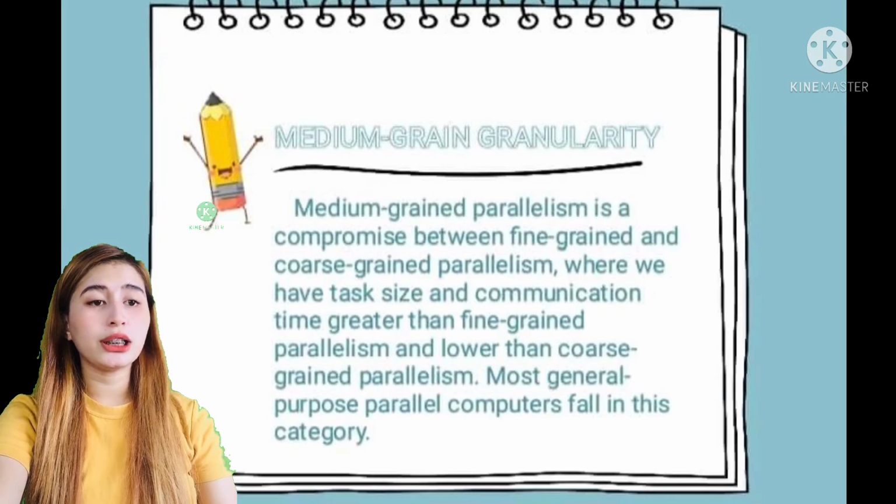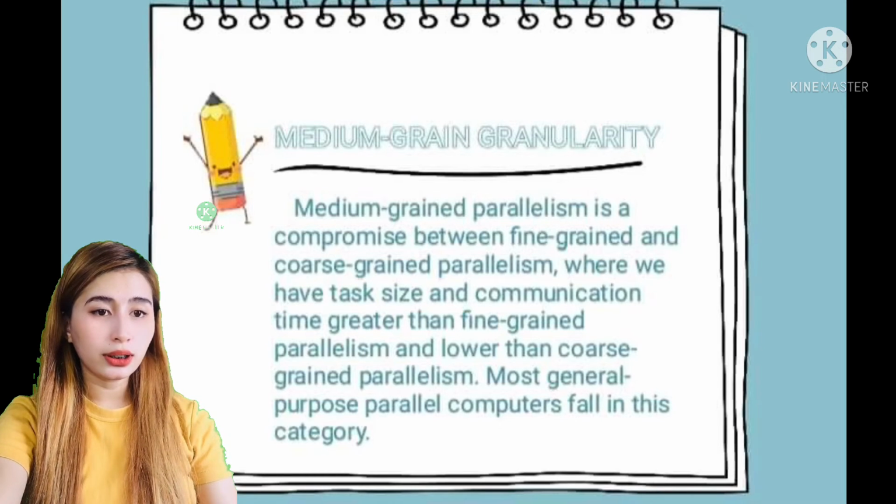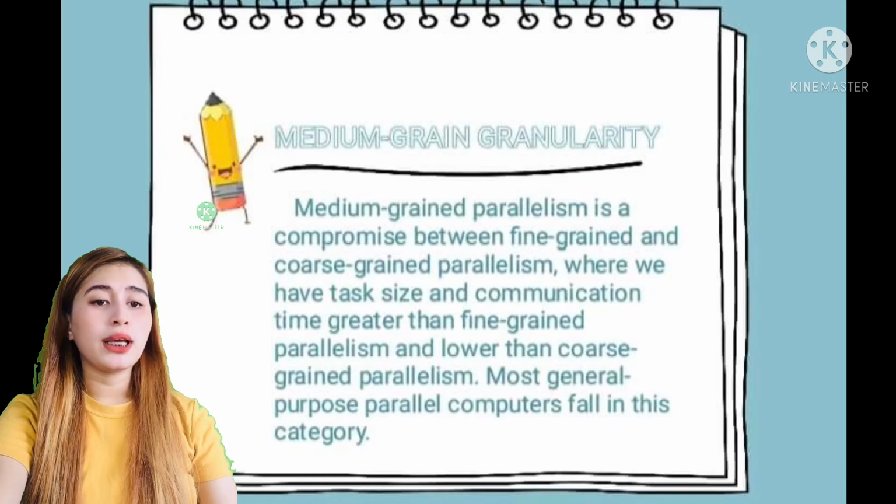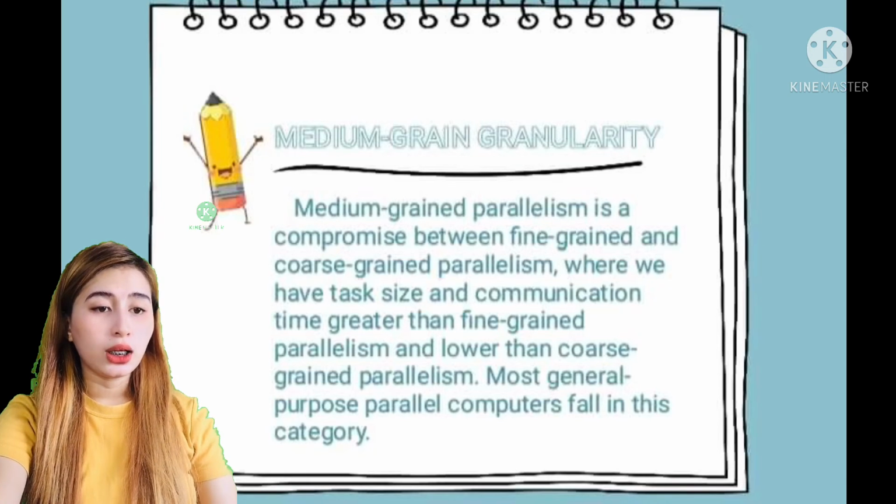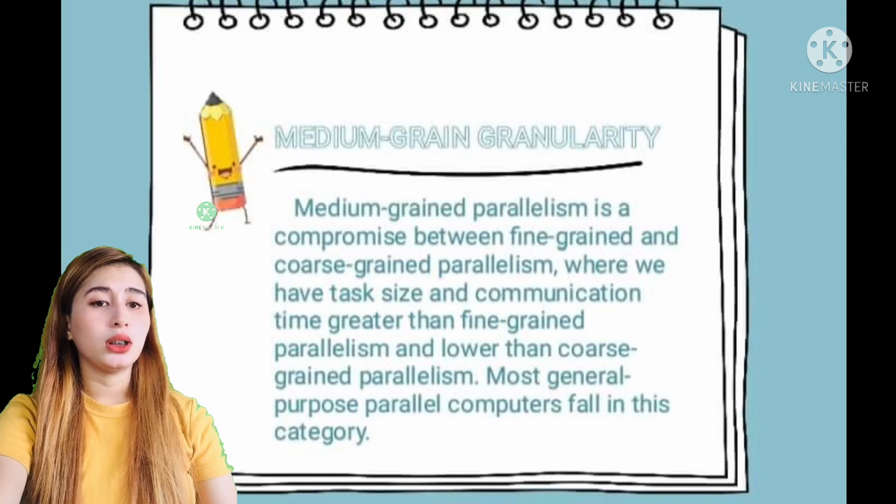So, medium-grained granularity is a compromise between fine-grained and coarse-grained parallelism, where we have task size and communication time greater than fine-grained parallelism and lower than coarse-grained parallelism. Most general-purpose parallel computers fall in this category. So, in comparison to fine-grained and coarse-grained parallelism, medium-grained parallelism is applied.